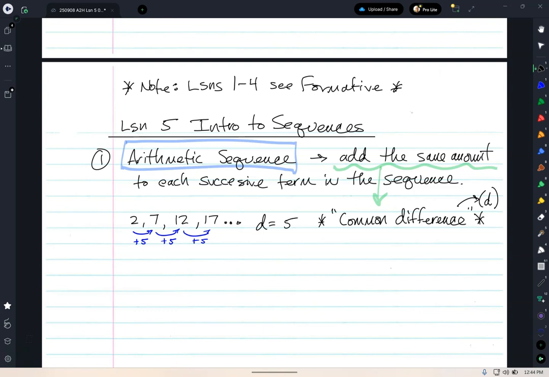Common difference equals 5. This is the Mustang that we're looking at today. This idea of a successive list of numbers that are generated by adding the same term to get the next number in the sequence. That's the relationship that exists. Now, we could have one that looks like this: 31, 28, 25, 22.